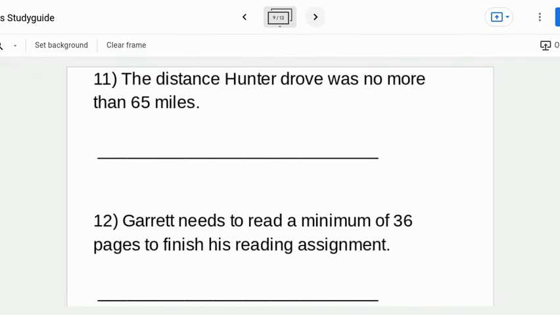All right, moving on to number 11. It says the distance Hunter drove was no more than 65 miles. So I'm going to use D for distance because that's what we're talking about, but you could use an X, any variable really. Our number is 65 and our keyword is no more than. So if I can't go any more than that, then I must have gone less than or equal to that.